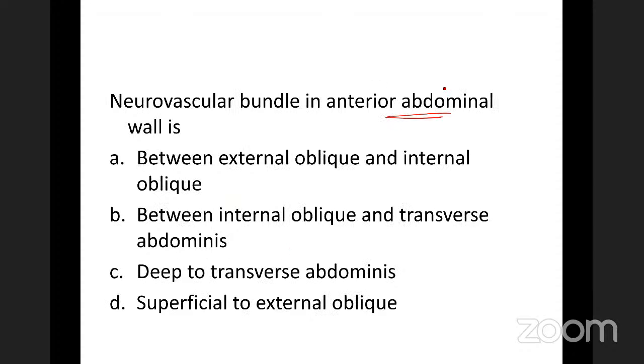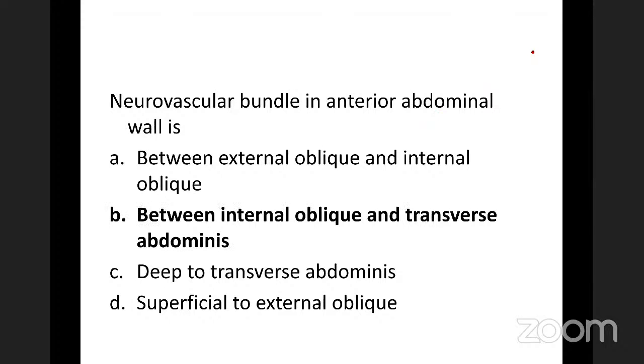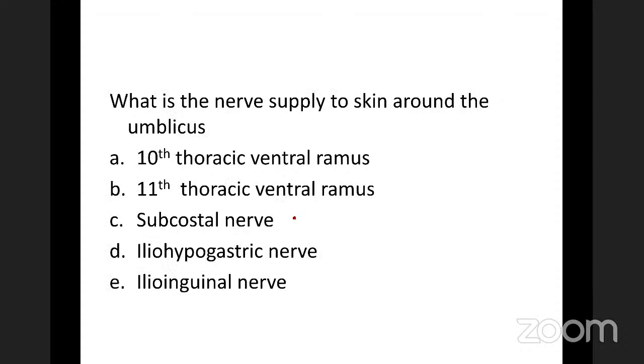Neurovascular bundle in the anterior abdominal wall. What are the three muscles we have? External oblique, internal oblique, transverse abdominis. Neurovascular bundle passes in between the internal oblique and the transverse abdominis. So the answer is it passes in between internal oblique and transverse abdominis, which now supplies the skin around the umbilicus. We have already discussed umbilicus was supplied by the 10th thoracic spinal nerve.